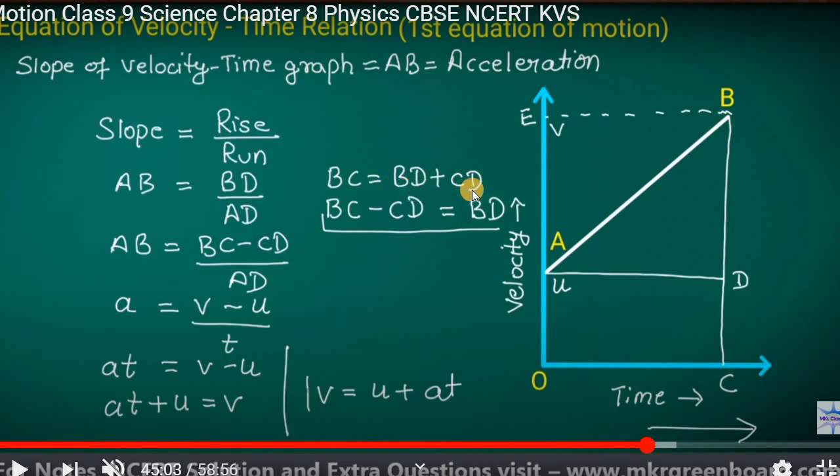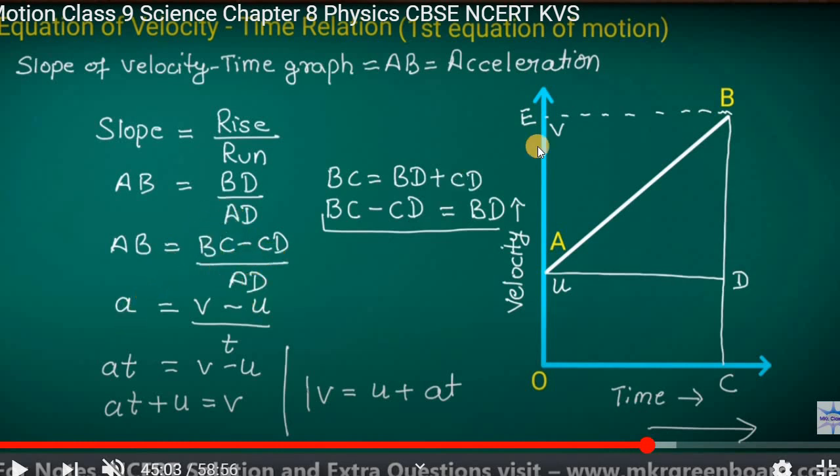Why are we doing this? Because we want the value of BD. So BD is equal to, if this CD comes to this side, it becomes a minus. So BC minus CD is equal to BD. So we keep this value of BD in the equation here. So AB is equal to, instead of writing BD, we can write this formula, BC minus CD, and AD as it is.